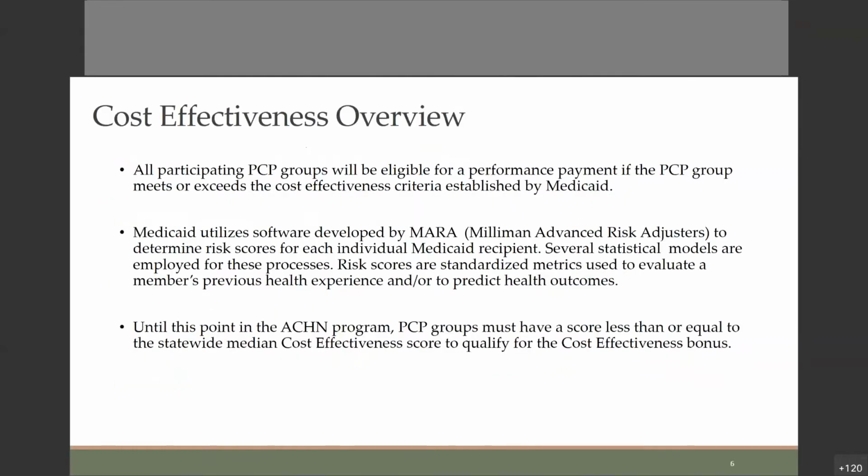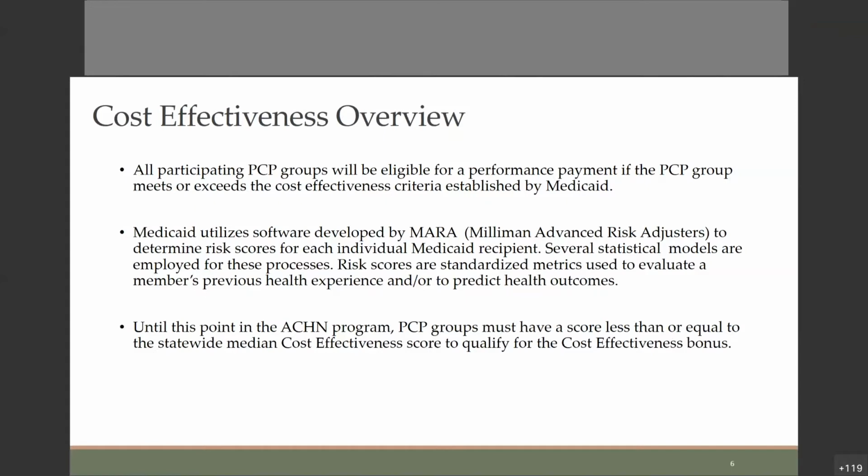We'll go over the cost effectiveness overview. All participating PCP groups will be eligible for a performance payment if the PCP group meets or exceeds the cost effectiveness criteria established by Medicaid. Medicaid utilizes software developed by MARA, Milliman Advanced Risk Adjusters, to determine risk scores for each individual Medicaid recipient. Several statistical models are employed for these processes.